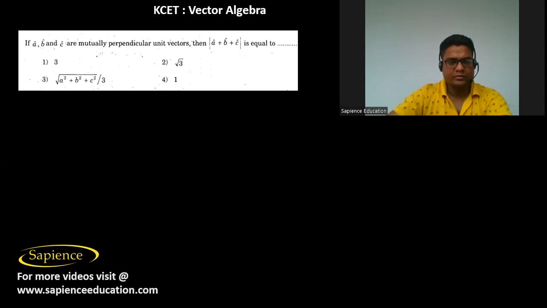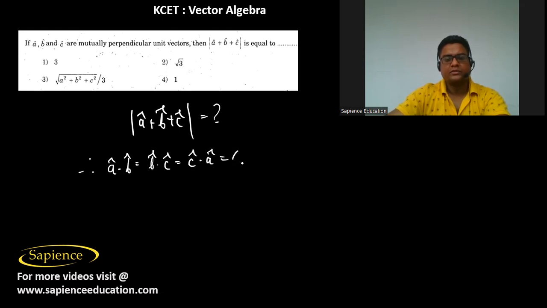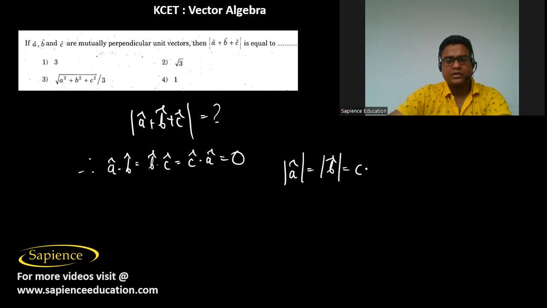Then here it is told if A, B, and C are mutually perpendicular unit vectors, then the magnitude of A cap plus B cap plus C cap is equal to how much? So they are mutually perpendicular unit vectors. Therefore, it means A cap dot B cap will be equal to B cap dot C cap, will be equal to C cap dot A cap, will be equal to 0. Since they are mutually perpendicular and they are unit vectors, it means magnitude of A cap will be equal to magnitude of B cap, equal to magnitude of C cap, is equal to 1.